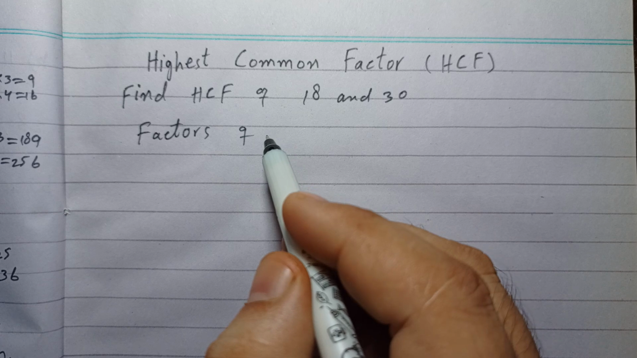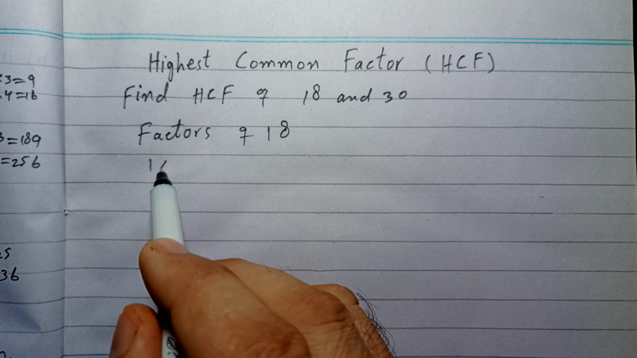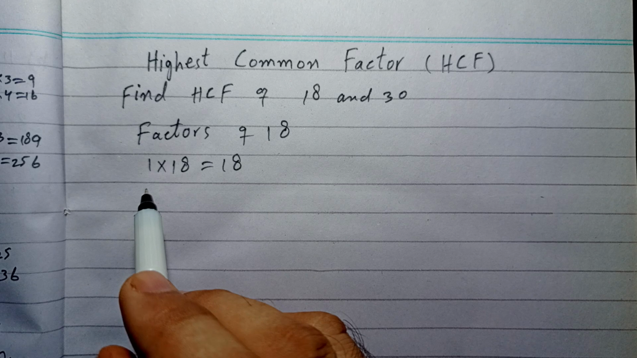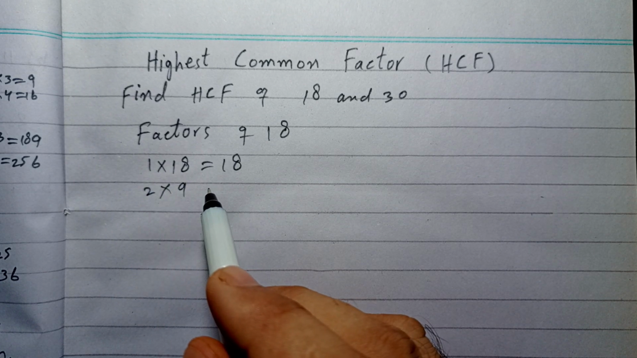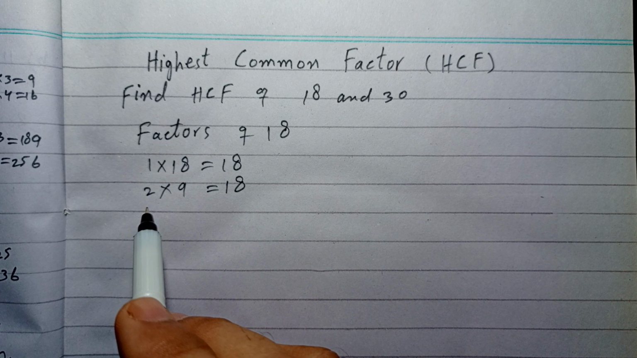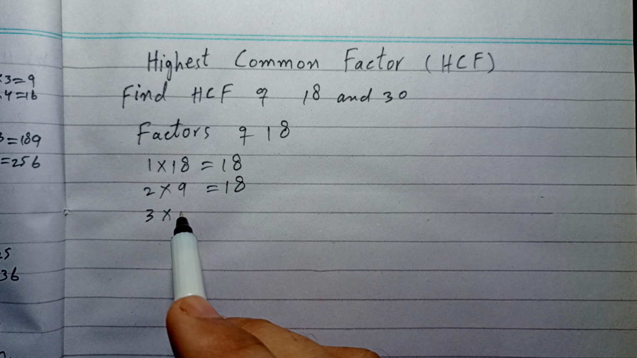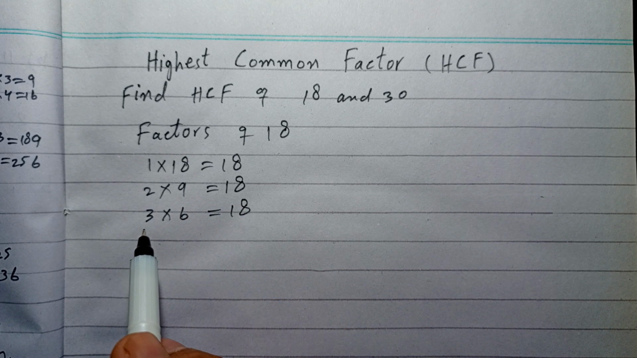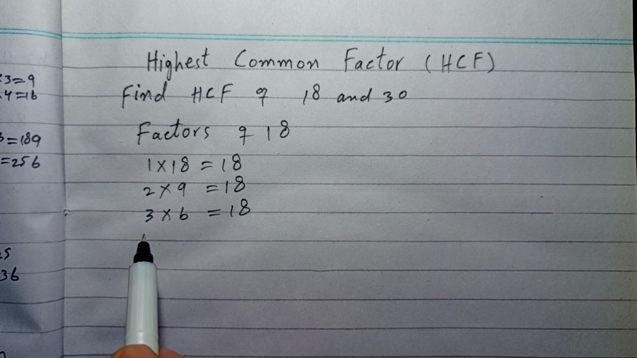Factors of 18. You know that if we multiply 1 by 18, we will get 18. If we multiply 2 by 9, 2 nines are 18, you will also get 18. If you multiply 3 by 6, then you will also get 18. And after 3, there is no 4 in the table of 18.